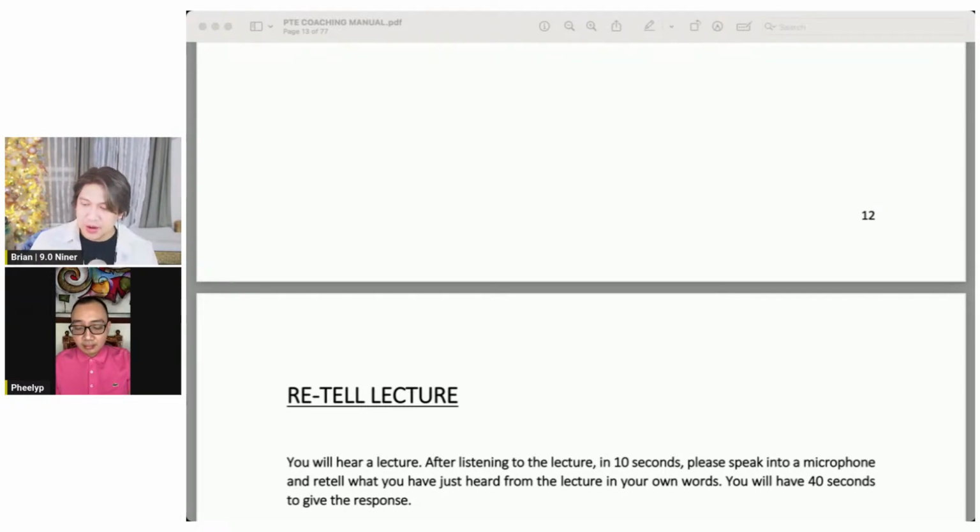So Sir Philip now has 10 seconds to fix his notes, and then after that, the beep will come in, and he has to start speaking.